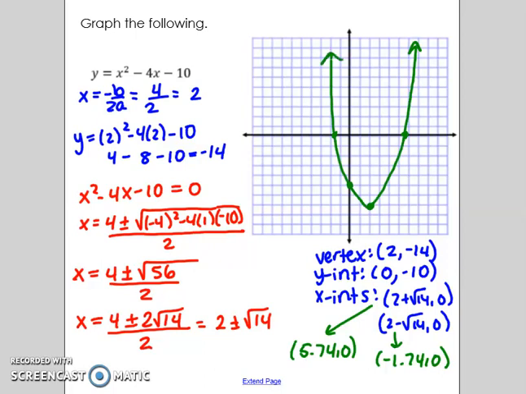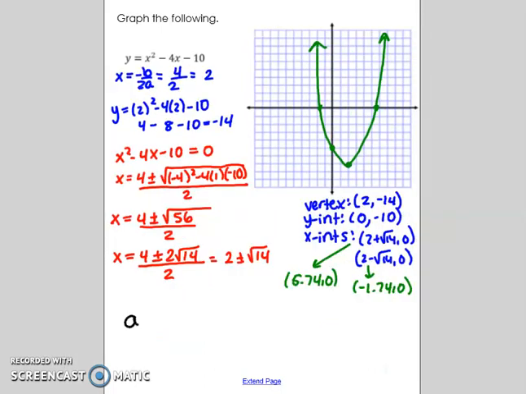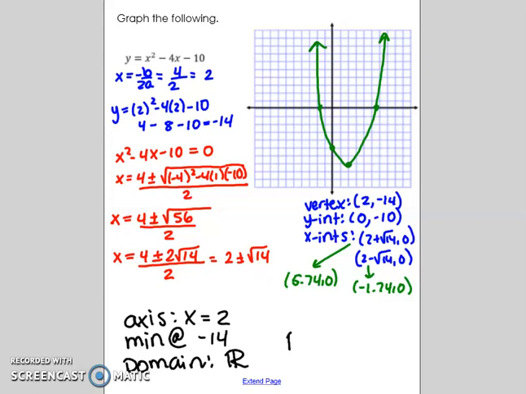So again, if I want to find some information from this, I can say that my axis of symmetry is x equals 2. That's the x value of the vertex. My parabola opens up. I have a smiley face, so I have a minimum at -14, which is the y value of the vertex. My domain is all real numbers. And then my range is going to be y is greater than or equal to -14.